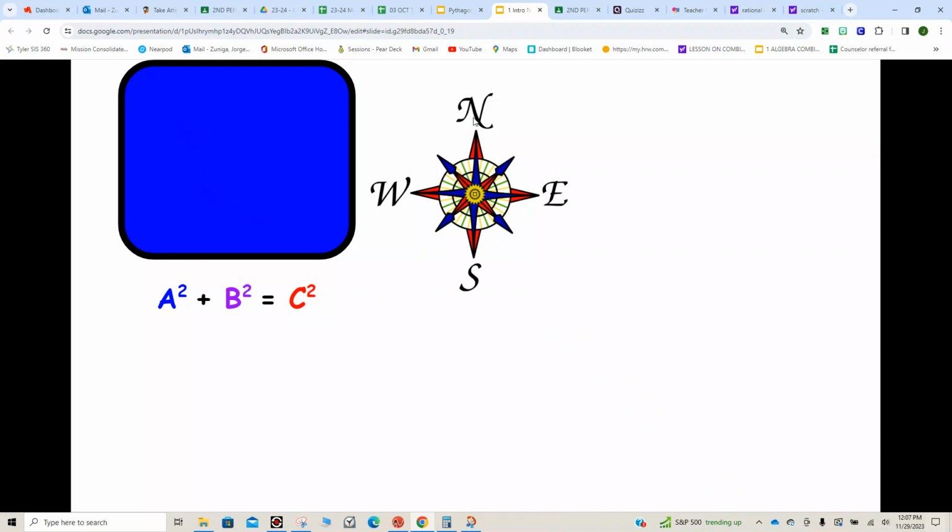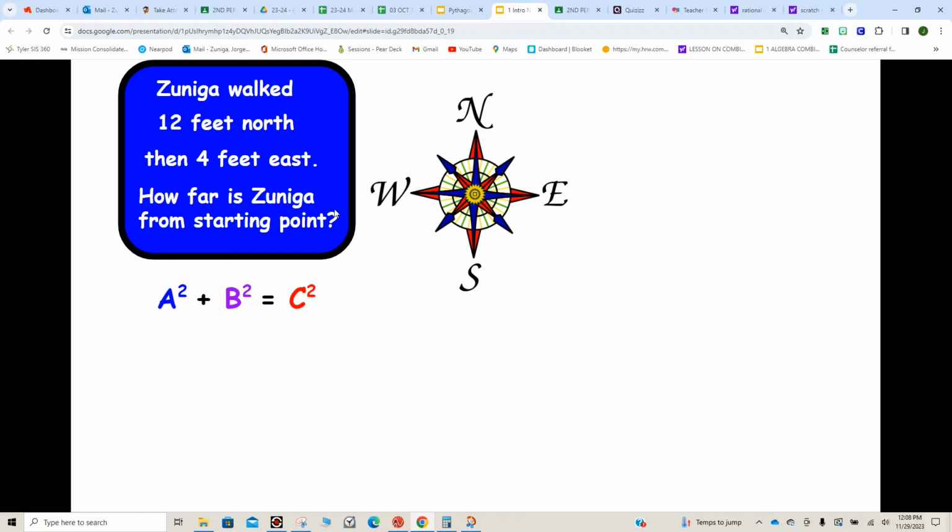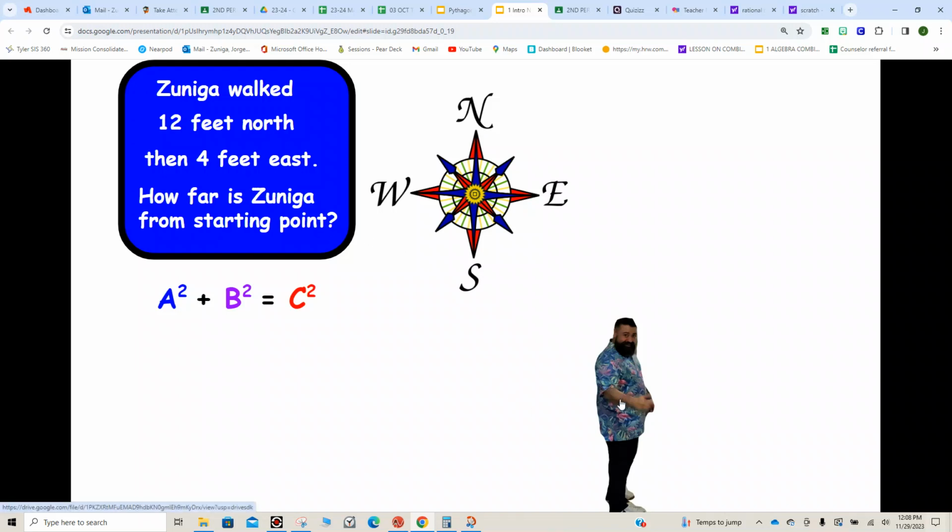So before we go on, north goes up, south goes down. East goes to the right and west points to the left. So given the following: Zuniga walked 12 feet north, then 4 feet east. How far is Zuniga from the starting point? Oh, there he is. So let's go ahead and watch a quick video.